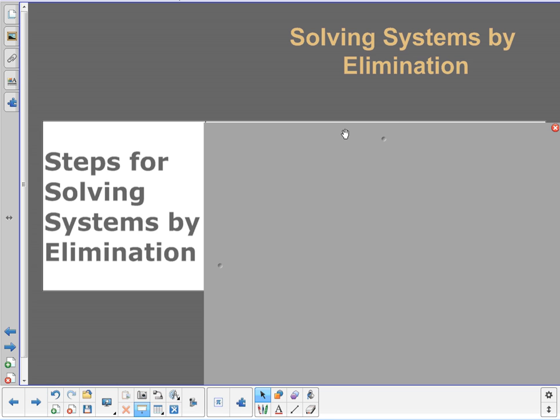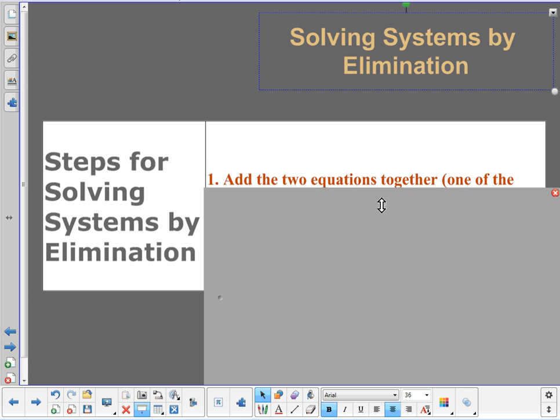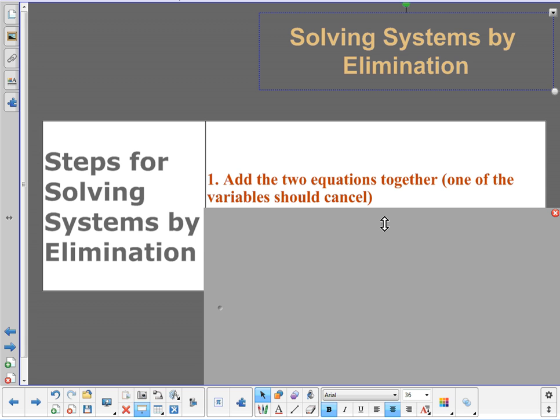So here are our steps. The thing about elimination, that word is very telling. Elimination tells you that you're obviously trying to get rid of something, or eliminate something. So what we're trying to do is eliminate one of our variables. The first thing I want to do is add my two equations together, and one of the variables should cancel out. That would be my first step.